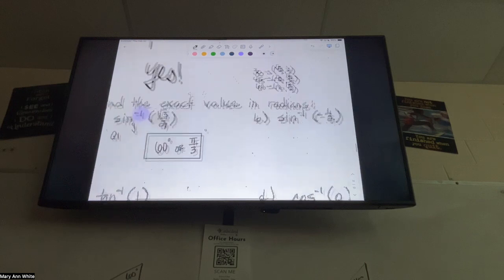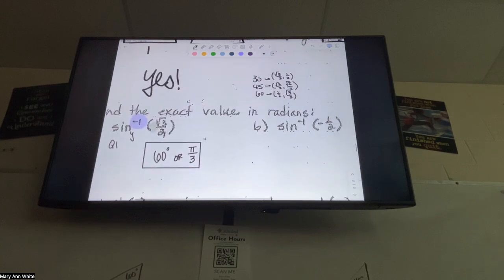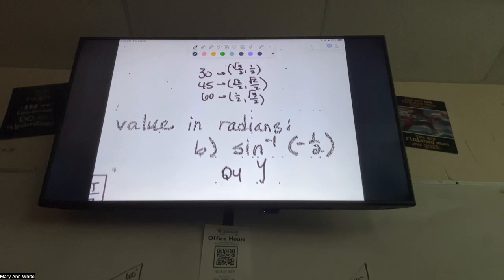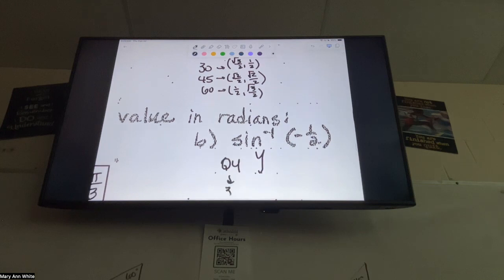Now, letter B is another sine one. This time it's inverse sine of negative 1/2. What quadrant am I going to be looking in? 4. Good. I'm looking at quadrant 4 because it's negative. So quadrant 4, and we know sine is x or y. Y. Good. So now I'm thinking what y value in quadrant 4 is negative 1/2. It's the 30 degree in quadrant 4. Very good.